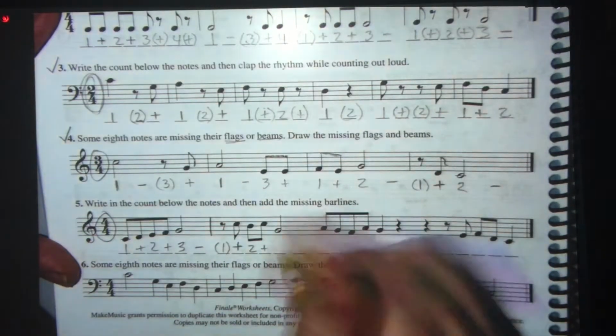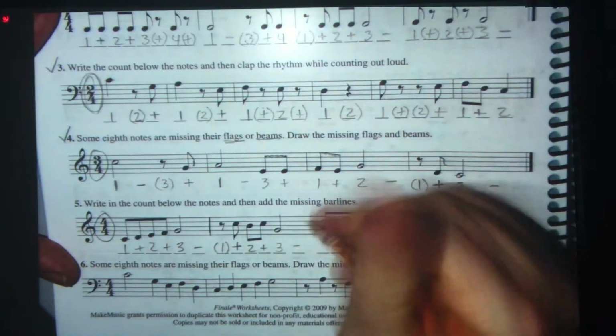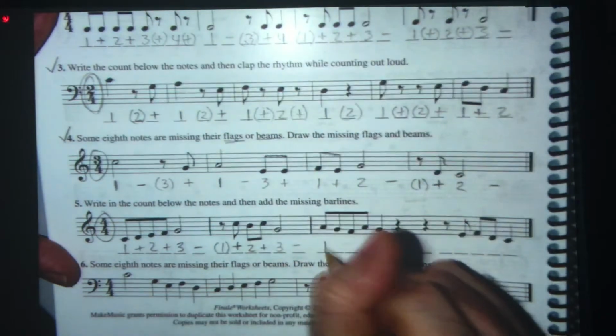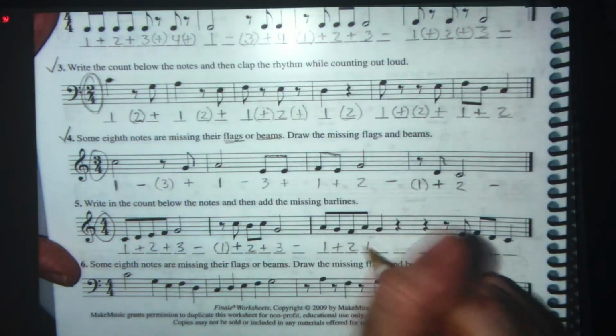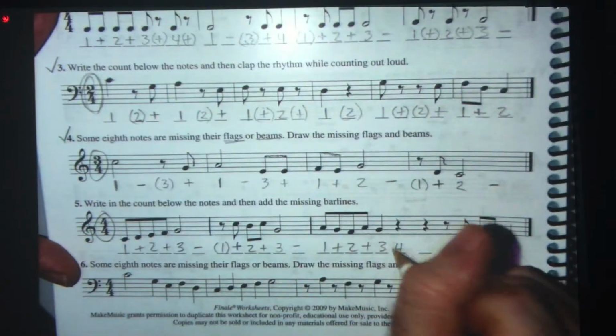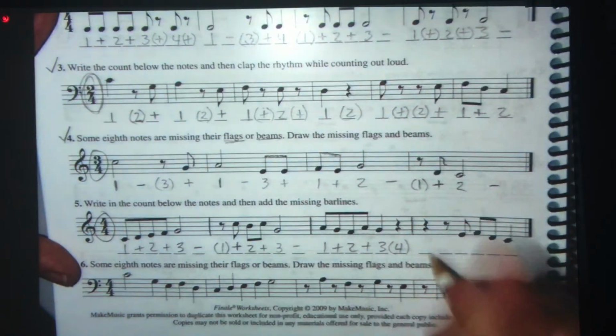Okay. Here's 3. This would be 4, of course. So we're going to put a bar line here. 1 and 2 and 3. 4 in brackets. Bar line.